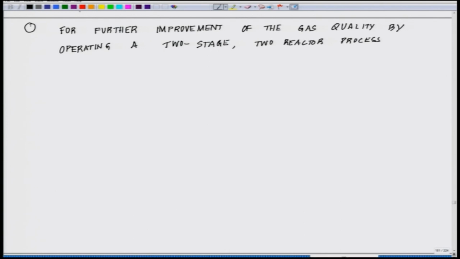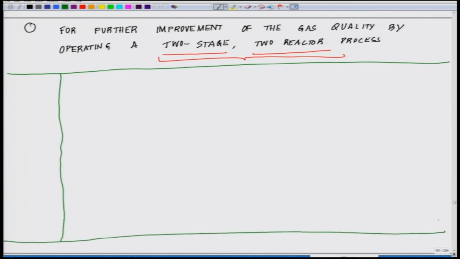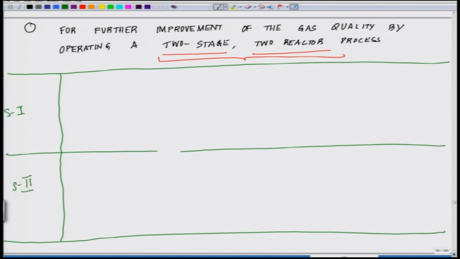So, what we meant by two-stage two-reactor process. This design which has been proposed is slightly more cumbersome, but it produces much higher quality of gas. So, let us divide it into two parts. These are the two stages we will be talking about, stage 1 and stage 2, S1, S2.